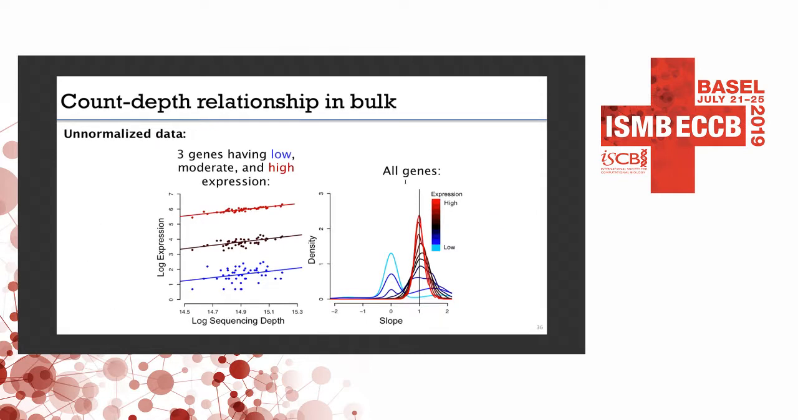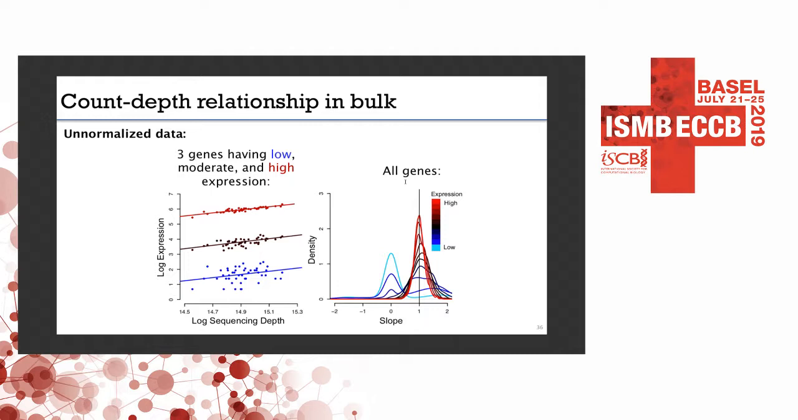So here's an example of some bulk data. So here I'm plotting just a low, a moderate, and a highly expressed gene. And you can see that these lines are parallel, meaning that these three genes have a similar count depth relationship. And when I calculate this slope, actually, I can use a quantile regression or a linear regression. And I do this over all genes in the data set, we get a lot of slopes near one. So again, that proportional increase, if I sequence twice as much, the gene will be twice as highly expressed, is holding for most of the genes in the data set. And so we're getting these slopes near one.